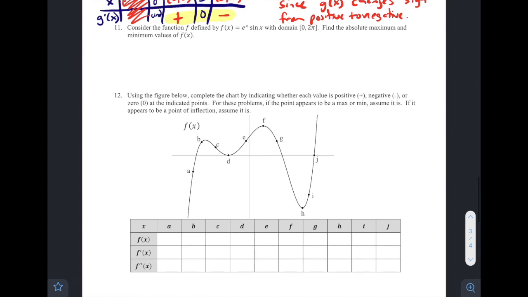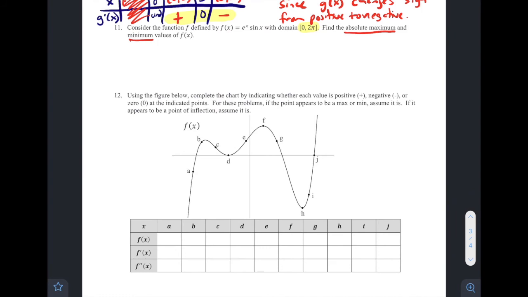Number 11, consider the function f defined by f of x is equal to e to the x times sine of x with domain from 0 to 2 pi. Find the absolute maximum and minimum values of f of x. So keyword here, absolute, and also the fact that they gave us an interval just means that we need to consider also endpoints in what we're doing here, in addition to just the critical values.